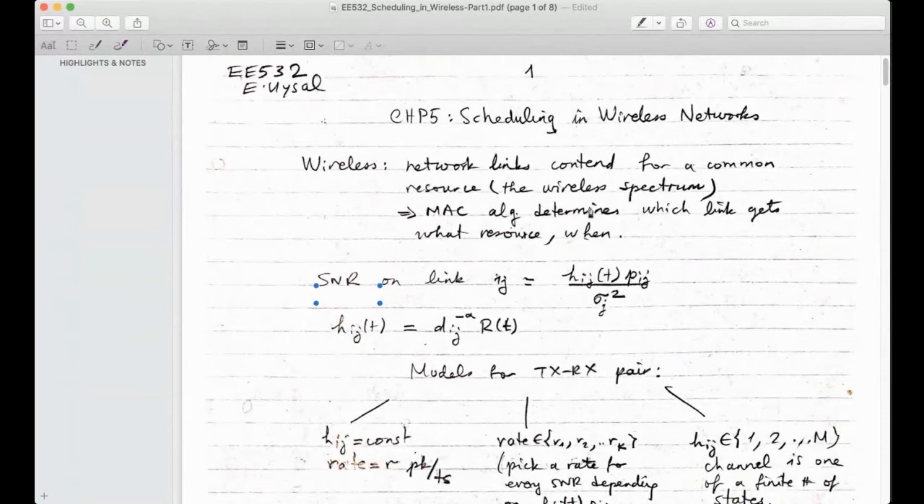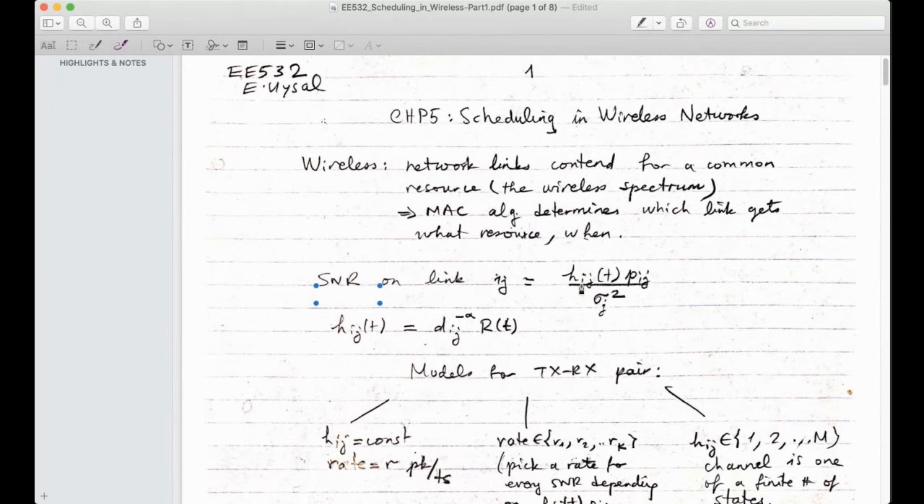Yes. What is Hij of t, do you think? The channel from the user I to destined J? Exactly. This is the channel gain. This is the power gain of the channel. And it is a product of many different factors, such as attenuation, fading, shadowing, etc.